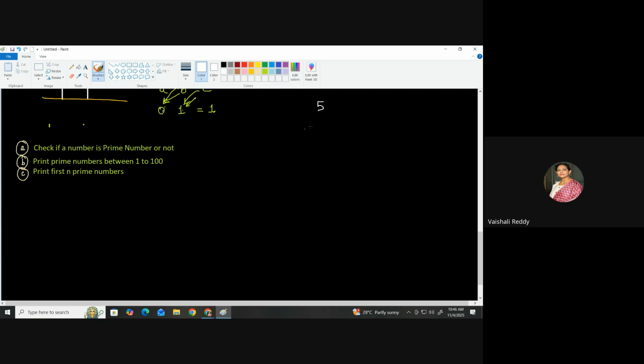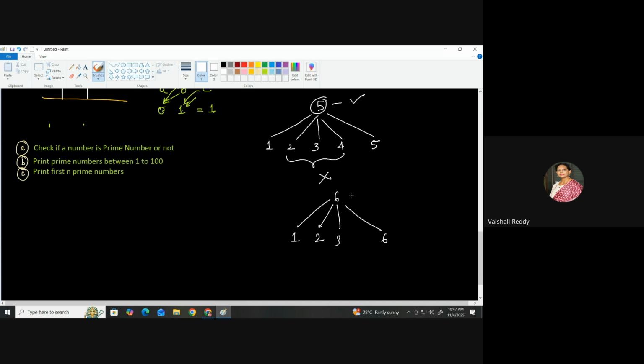So let's assume that the number is 5. You know that 5 is divisible by 1, 5 is divisible by 5. But the other numbers like 2, 3, 4, it is not divisible by. Then this number is a prime number. Let's consider 6. 6 is divisible by 1, 6 is divisible by 6, but 6 is also divisible by 2 and 3. So 6 is not a prime. So we are going with the first question. Before I proceed, is the question clear, everyone?